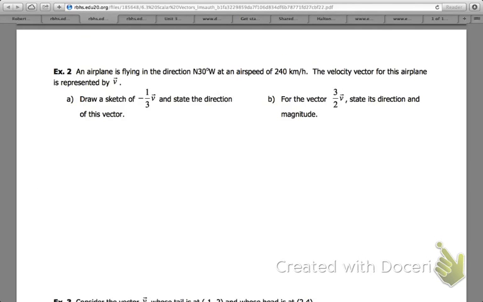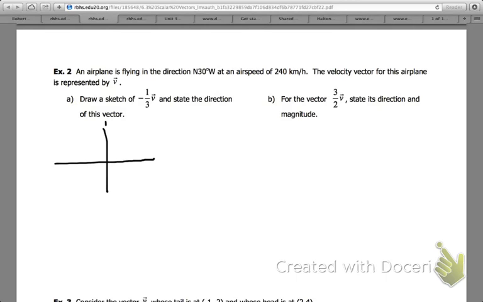Now our next example. An airplane is flying in the direction of north 30 degrees west at an airspeed of 240 kilometers per hour. The velocity vector for this airplane is represented by our vector v. So what we want to do here, we want to draw a sketch of negative 1/3, so that's our scalar times our vector v, and state the direction of this vector. So let's draw out what we have here.